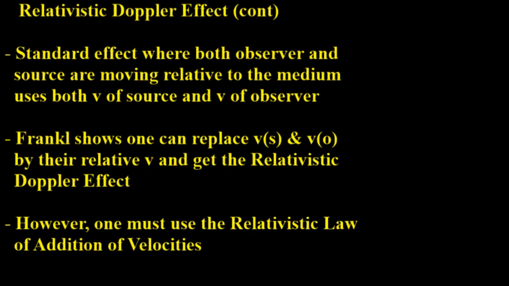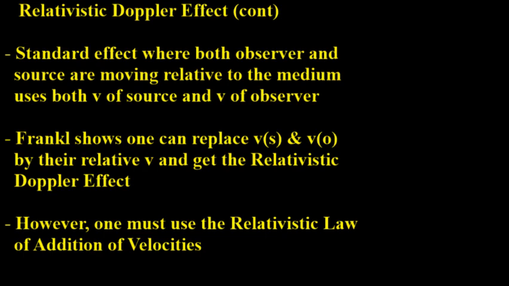Okay, so the standard Doppler effect, where both the observer and the source are moving relative to the medium, for example, sound moving through air, the equation for the standard Doppler effect, in this case, would use both the velocity of the source with respect to the medium and the velocity of the observer with respect to the medium. So the rest frame of the medium is treated like the absolute frame, and then we have the absolute velocity of the source with respect to it, the absolute velocity of the observer with respect to it.